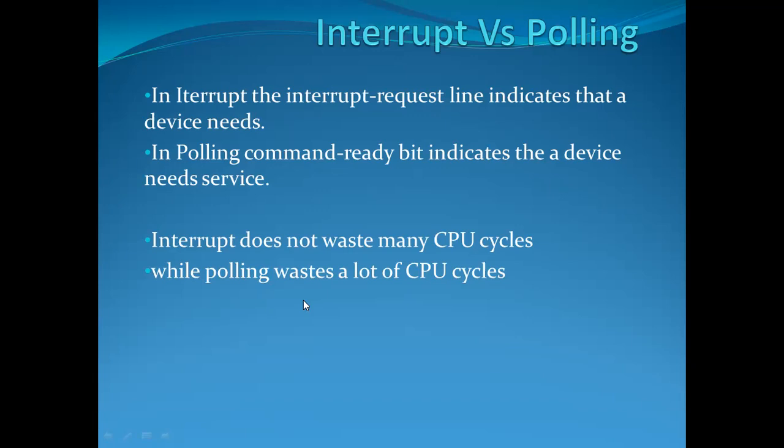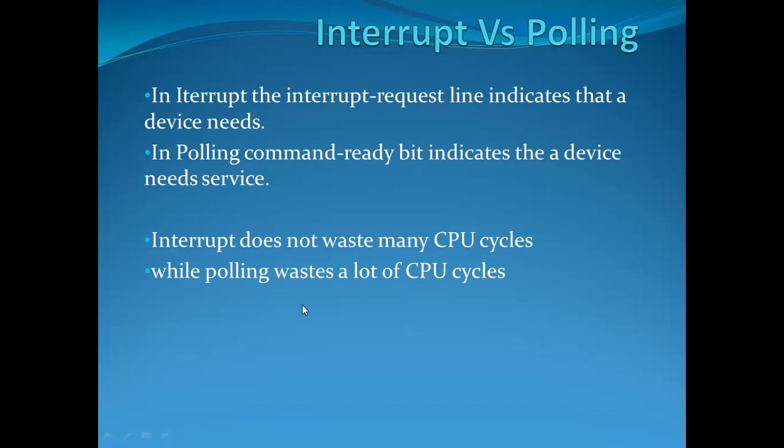Say there are 10 devices connected to the system. In polling, the processor checks whether the first device needs a service. If it doesn't reply, the processor goes to the second device, then the third, then the fourth, and lastly, if the fifth device needs service, it provides the service to the fifth device. That means the first four CPU cycles spent requesting service are wasted.